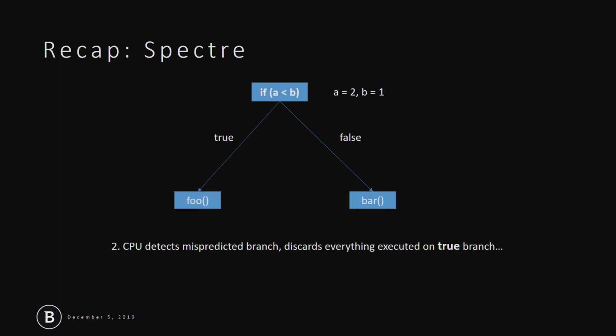The CPU detects the mispredicted branch, discards the result of the speculative execution of foo, and executes the false branch, which is the correct path. Now, for another set of inputs, the CPU still predicts that the branch will be taken, so foo will execute speculatively. And since the branch was predicted correctly, the results are committed to the architectural state and become visible to the programmer.